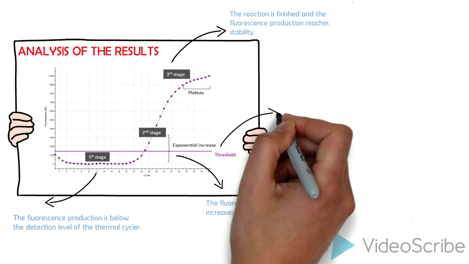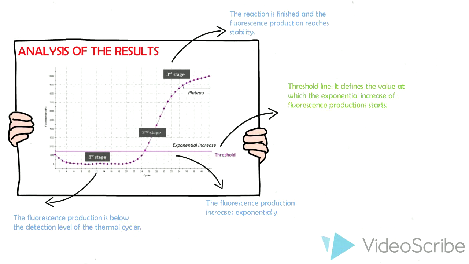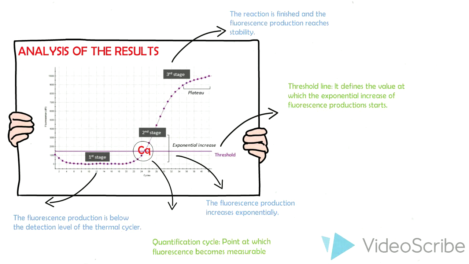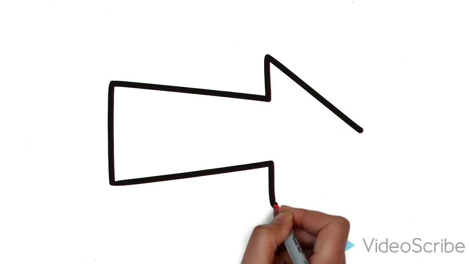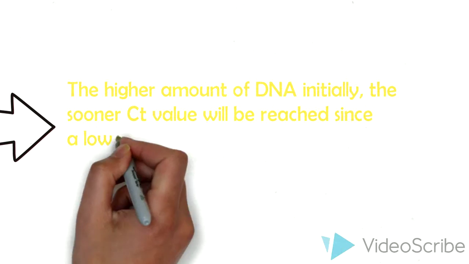The main values that can be extracted from the graph are: threshold line, which defines the value at which the exponential increase of fluorescence production starts. Quantitative cycle, the point at which fluorescence becomes measurable. The higher the amount of DNA initially, the sooner this value will be reached, since a lower number of cycles would be needed.